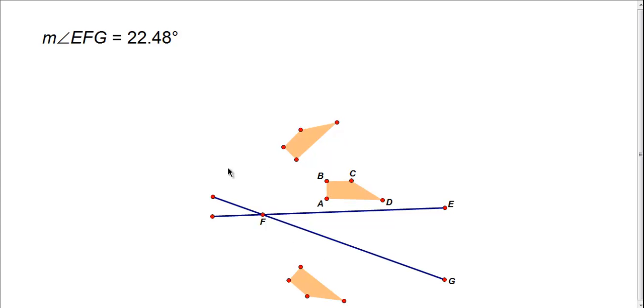Hopefully you saw that, and you can rewind it if you need. So this is a really important deal here. When I have two reflections, it's the same as a rotation if those two lines of reflection intersect, okay? And the angle of rotation is twice the amount of the angle between the two lines.